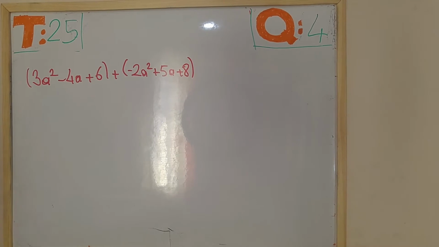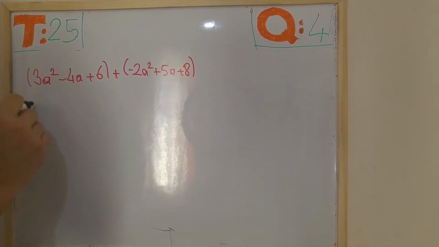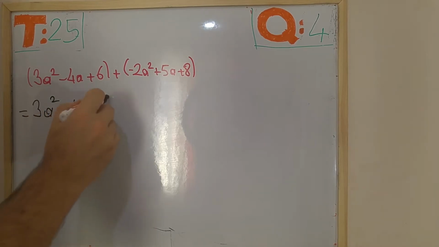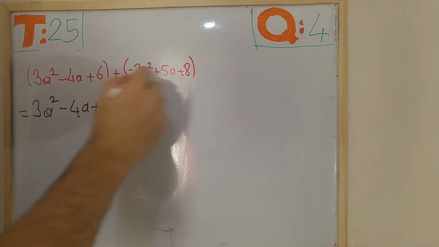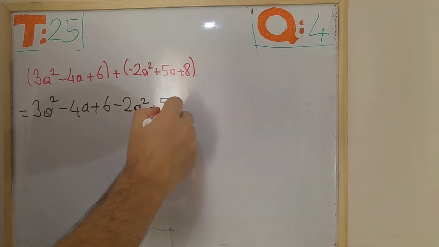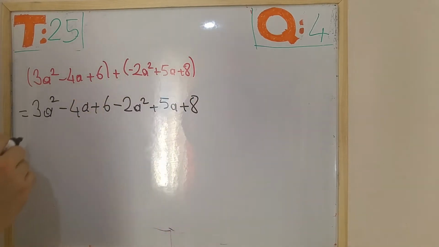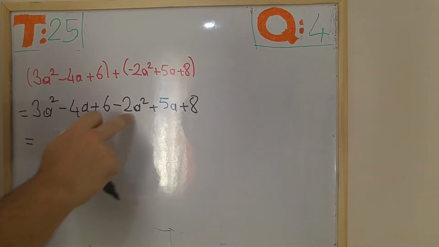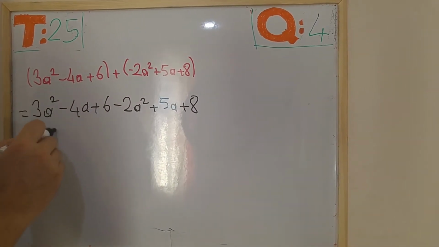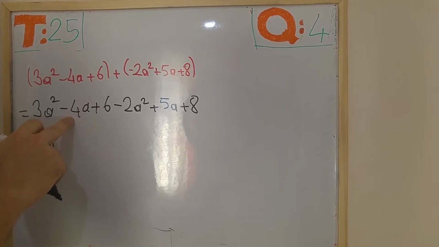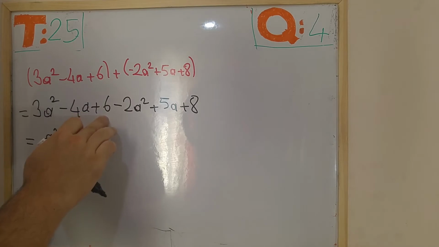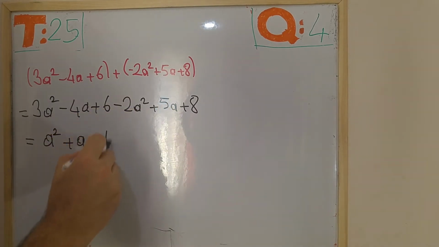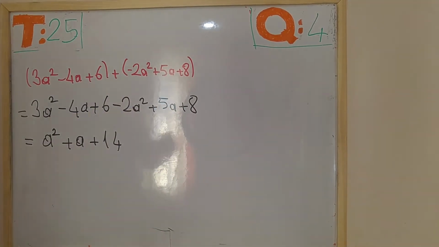Expanding the parentheses, 3a squared minus 4a plus 6 minus 2a squared plus 5a plus 8, which is going to be equal to 3 minus 2. I have only one a squared left, and I have minus 4 plus 5. I have 1a, and I have 6 plus 8, 14. This is the answer.